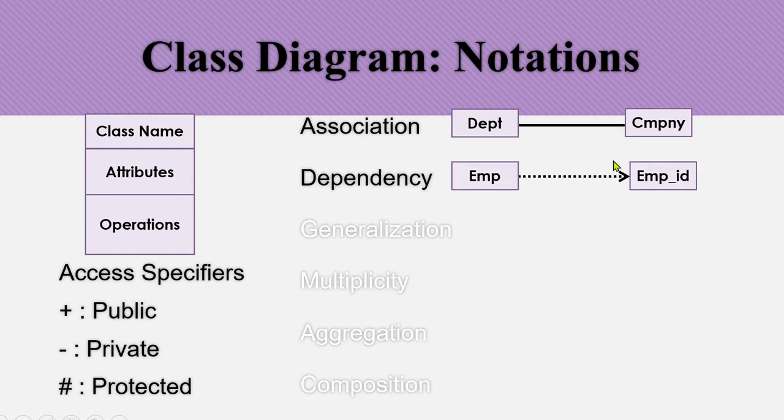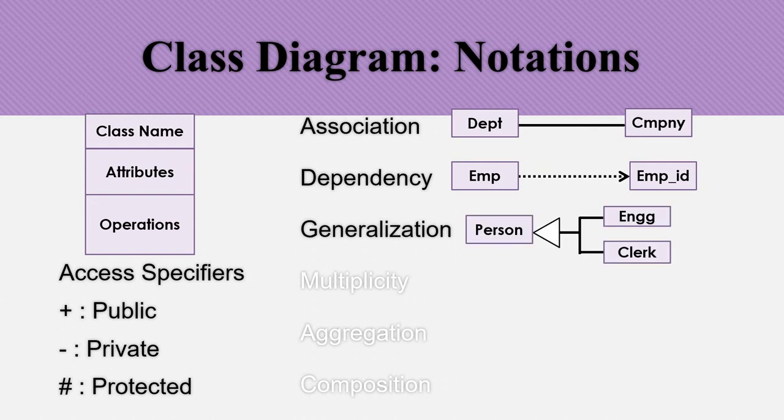Next we have the dependency. Like in the use case diagram, here also we can define the dependency where one entity is dependent on another entity. So here employee is dependent on employee ID. This type of relationship is represented with the help of a dashed arrow.